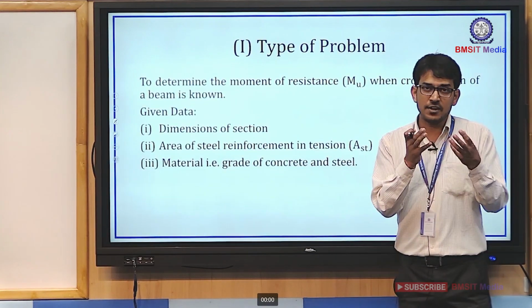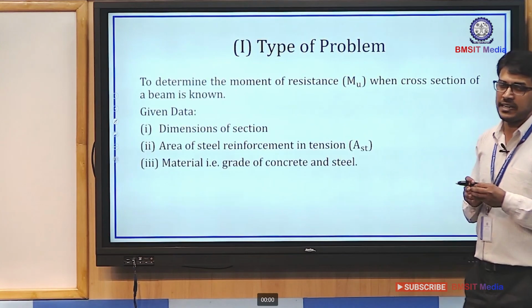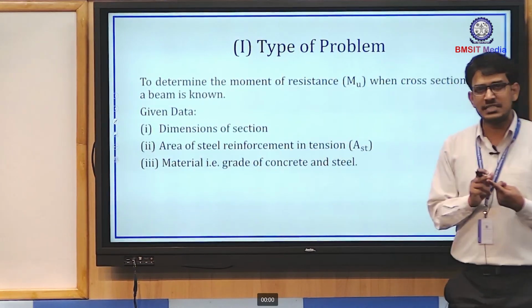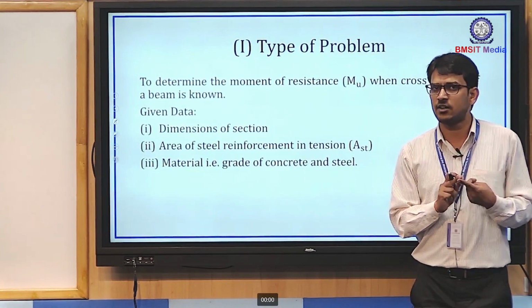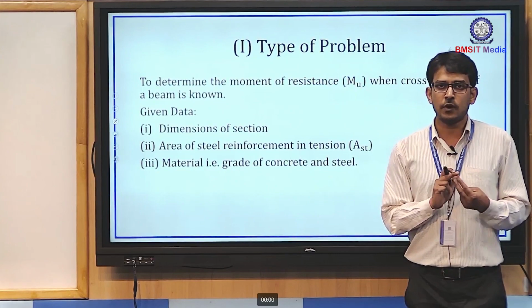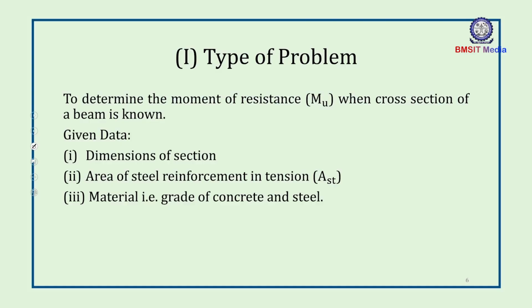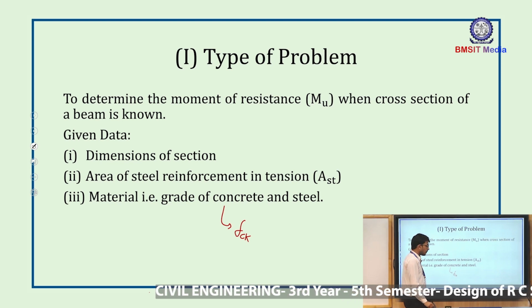So the reinforcement is also given to us, how much reinforcement you have provided, and the materials you are using. In RCC we always use two materials, one is concrete and the second is reinforcement. So the grade of the concrete and the grade of the reinforcement are also given to you. When the grade of concrete is given to us, we get the value of fck, that is the characteristic strength of the concrete.